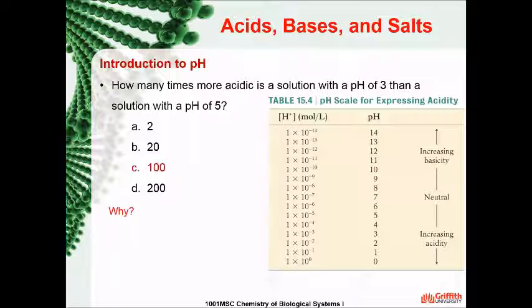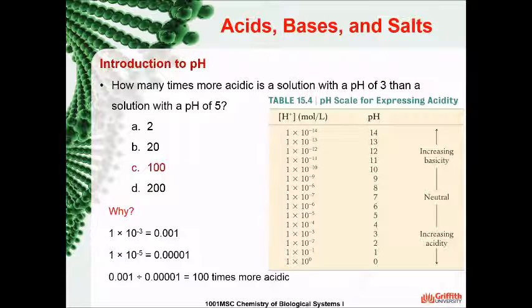You can also calculate the answer using the following analogy. pH 3 means the concentration of protons is equal to 10 to the minus 3. pH 5 means the concentration of protons is equal to 10 to the minus 5. So if you divide the first number by the second, you get 100.